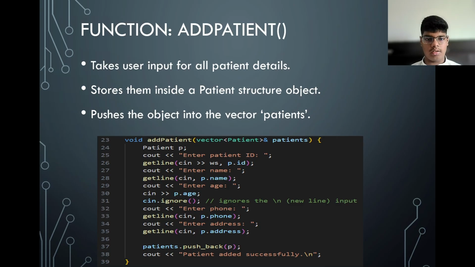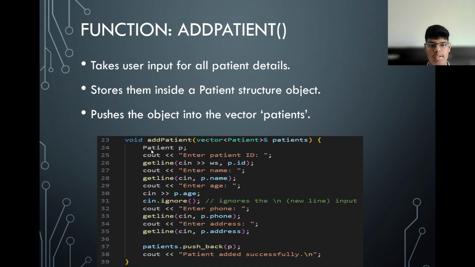Let's see about the function add patient. This is one of the most crucial functions that we are using. It takes the user's input for all the patient details and it stores them inside the structure that we defined earlier. So let's go through it line by line. Again, we do not need a return data type, so we have used void. And then the name of the function is add patient, and this time we are using a vector of patient. I will tell you what this is afterwards.